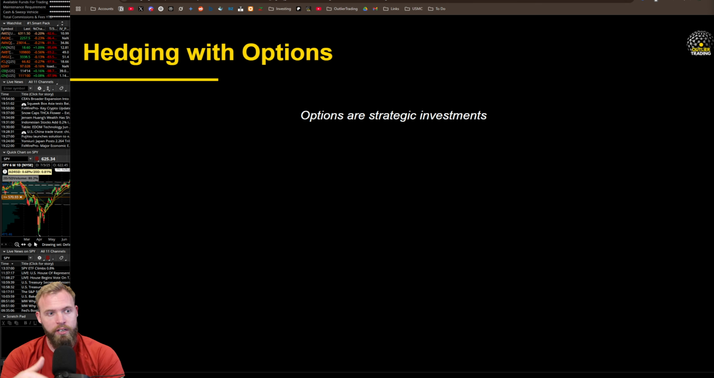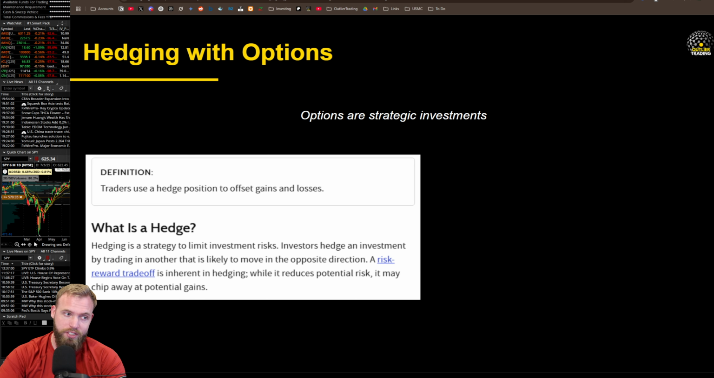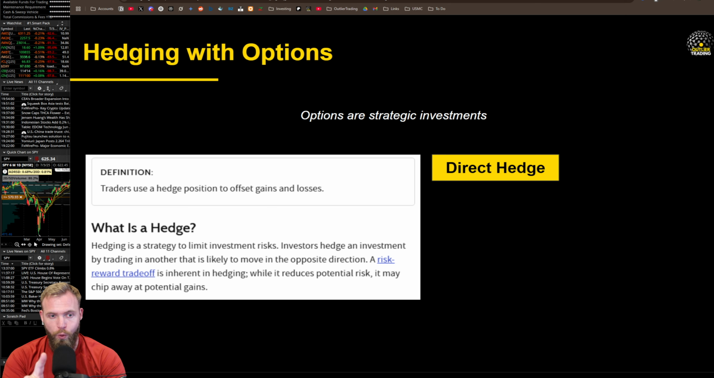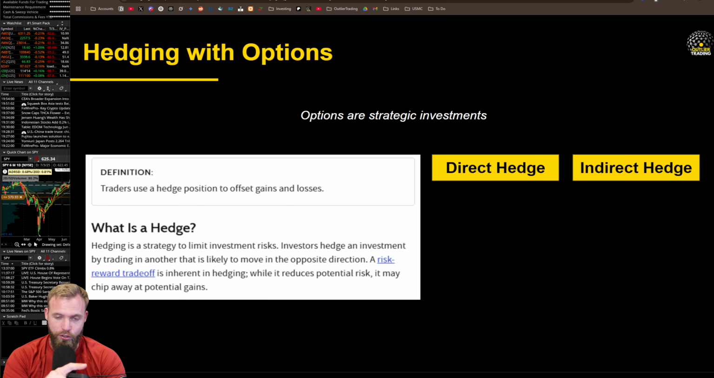So the base here, as you know, options are strategic investments. They're designed to create very specific risk-reward profiles. They also allow you to speculate, so trade an idea that you have, or hedge to reduce risk. So what is the concept of hedging in a nutshell? Well, that's it. It's literally just to reduce risk. I view it in two different concepts. The first way is a direct hedge. The second is indirect. These are not industry terms. These are my own, but it helps me organize the way I think about hedging.